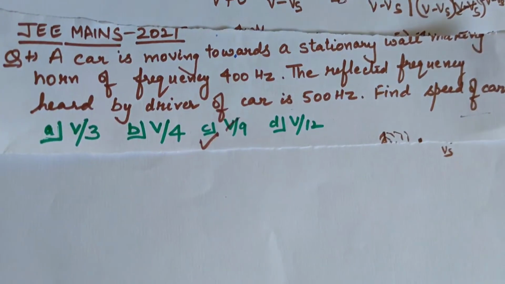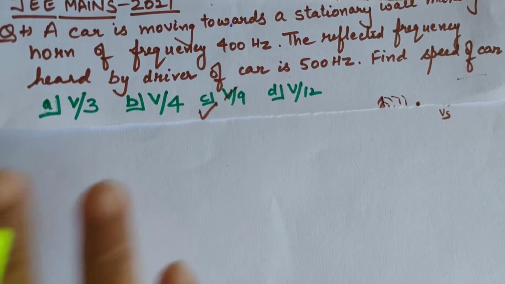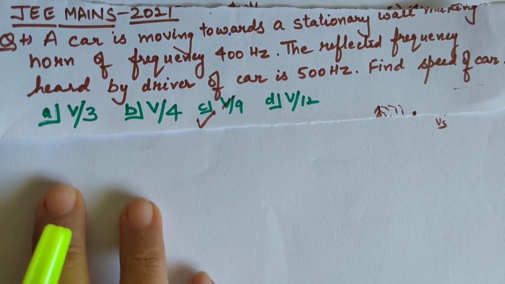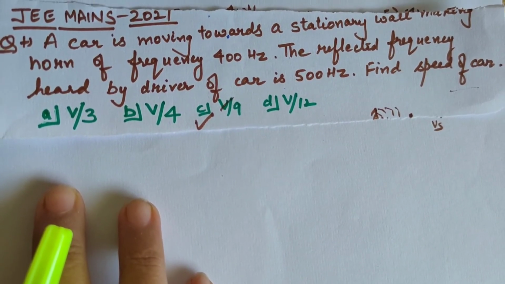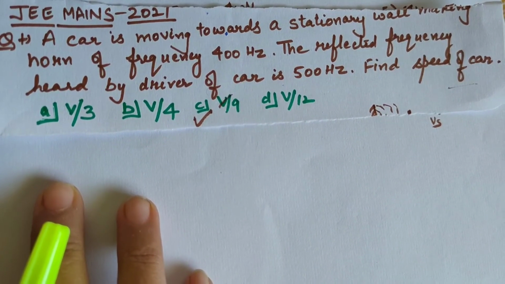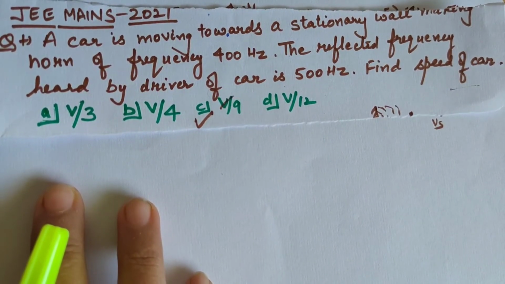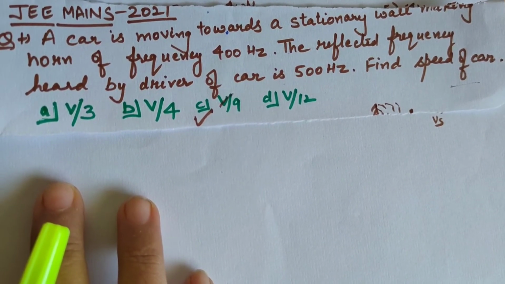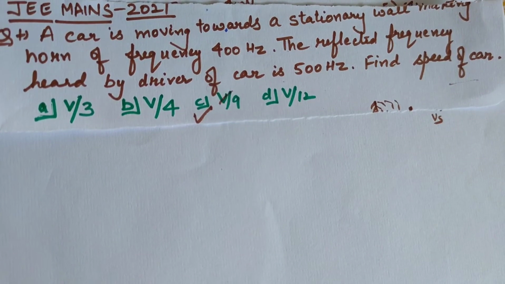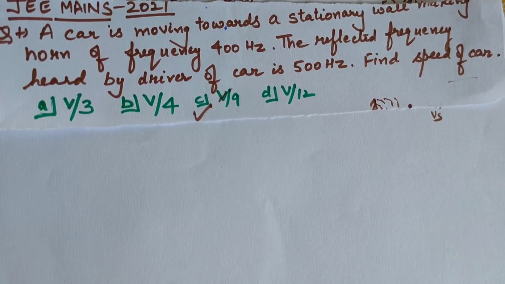Hello my dear students, today I am going to discuss a Doppler based question from JEE Mains 2021. A car is moving towards a stationary wall making horn of frequency 400 Hz. The reflected frequency heard by driver of car is 500 Hz, and find the speed of car.